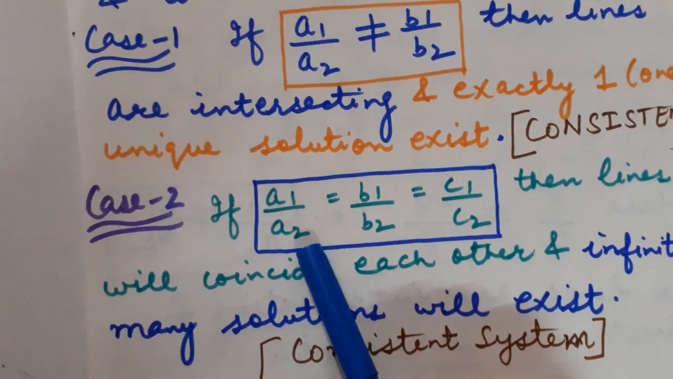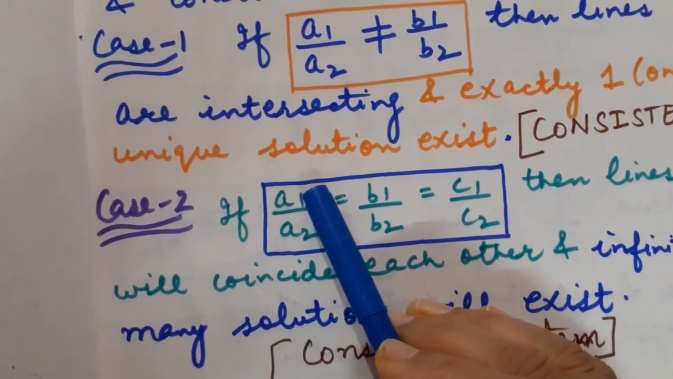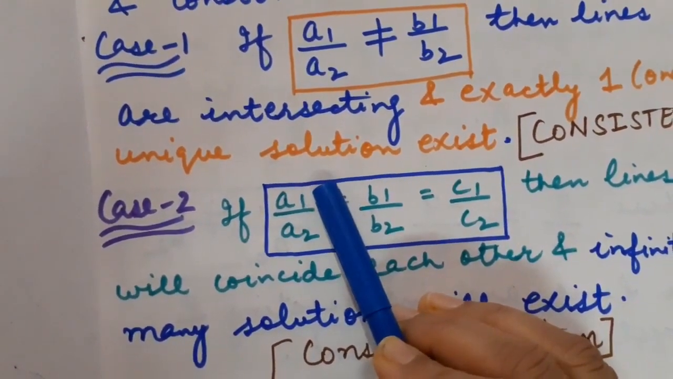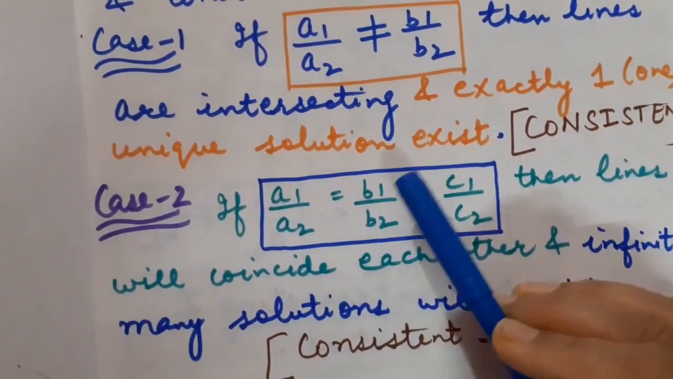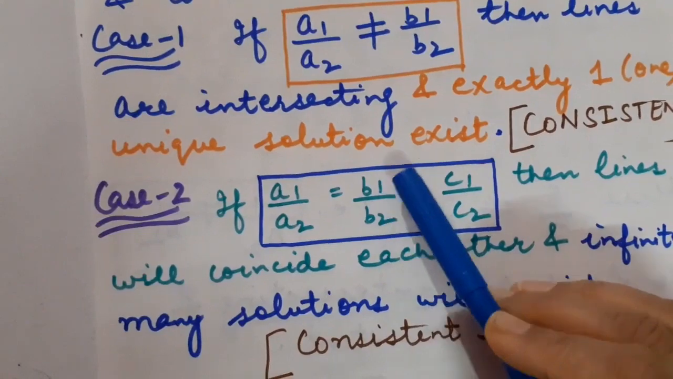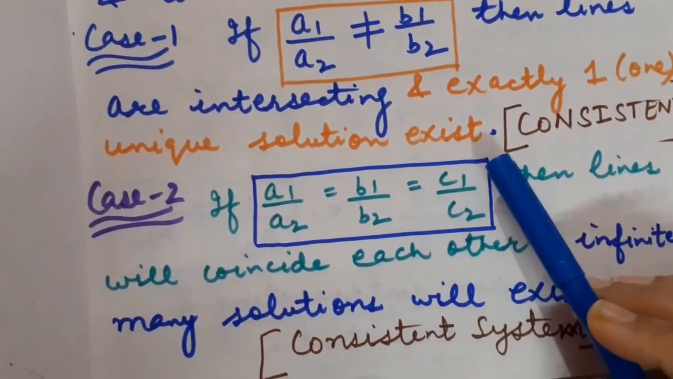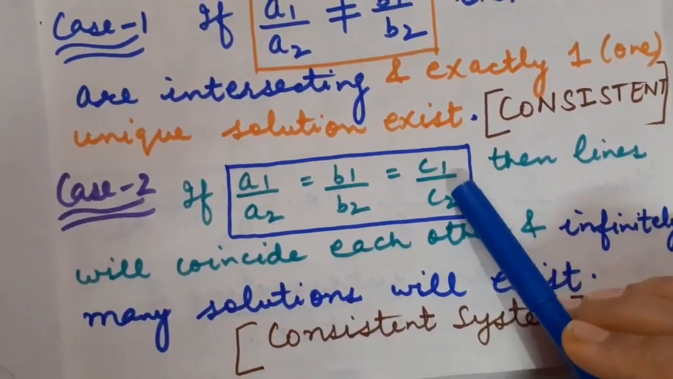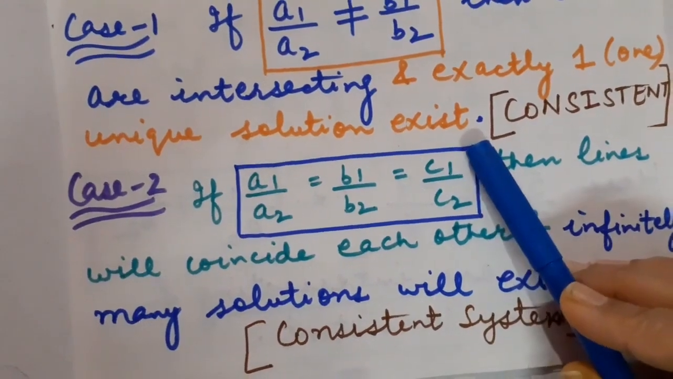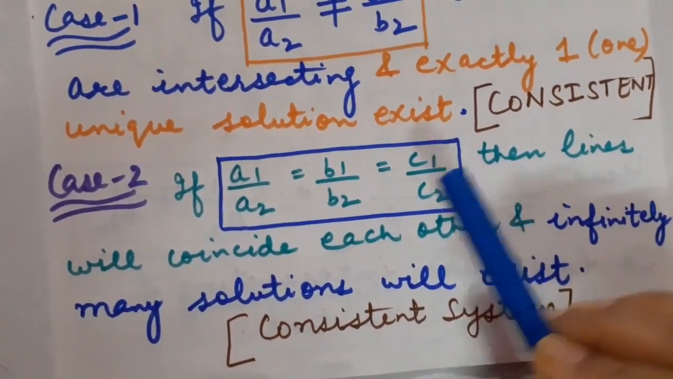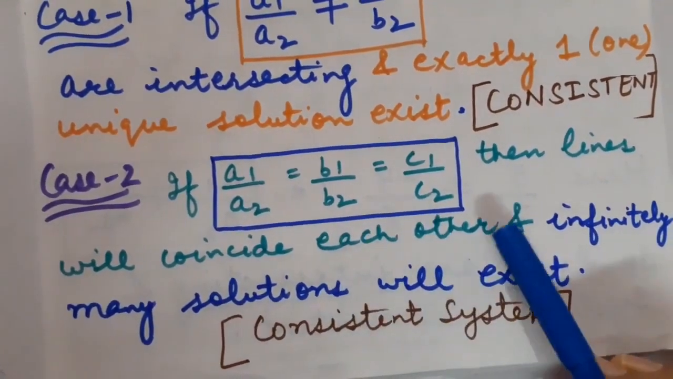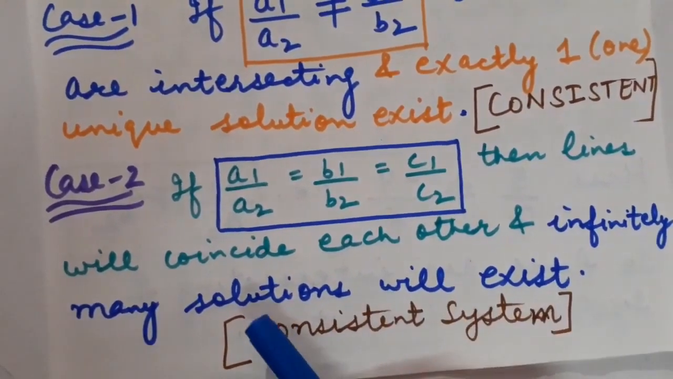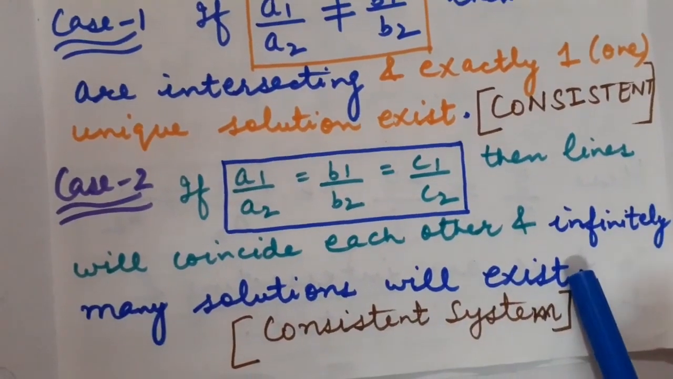If a1 upon a2, meaning the coefficient of x in equation number 1 upon the coefficient of x in equation number 2, is equal to b1 upon b2, that you know very well, is equal to c1 upon c2, meaning the constant terms, constant in equation number 1, constant in equation number 2, they all are equal. Then what can we say? That the lines are coinciding each other and there will be infinitely many solutions.